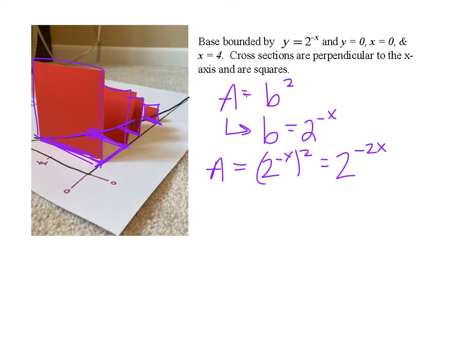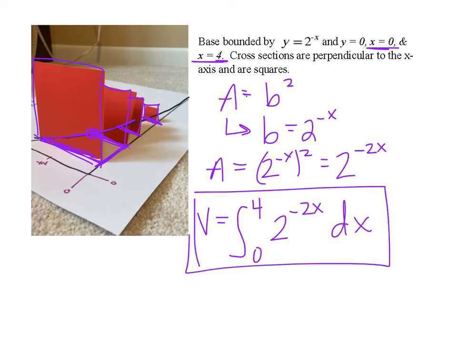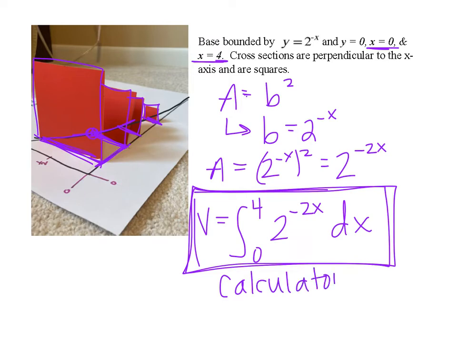To get infinitely many of them would give us the volume, and that would be the integral. We're going from 0 to 4 of 2 to the negative 2x dx. So that would be the volume of that solid created with those particular cross sections. And again, this would be something you could evaluate on your calculator.